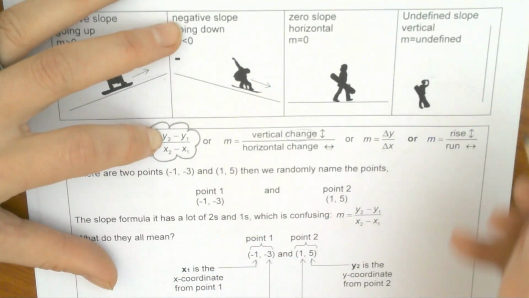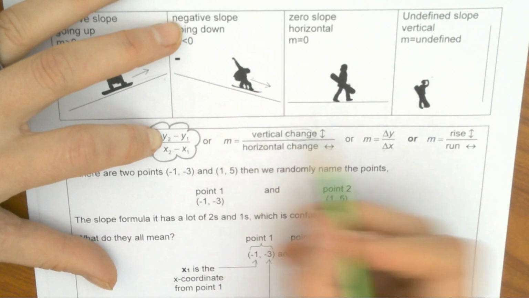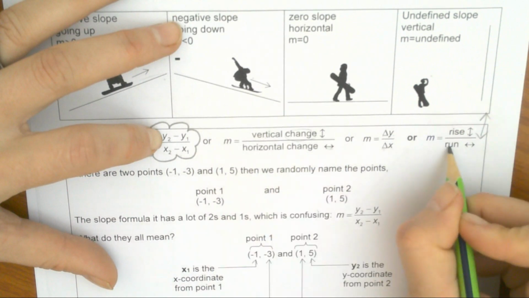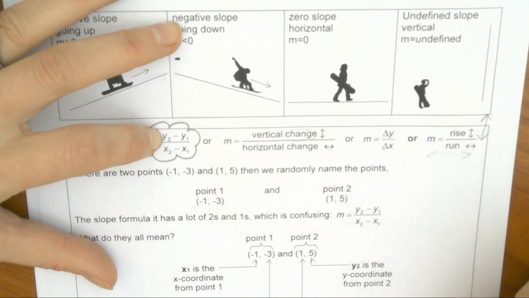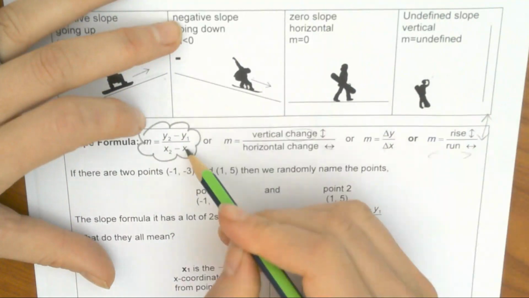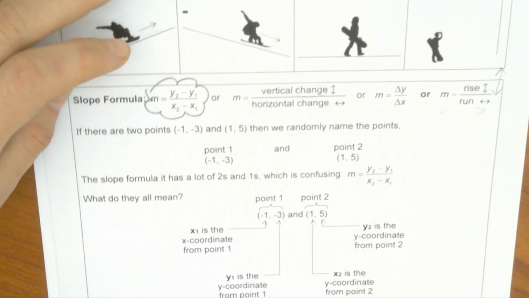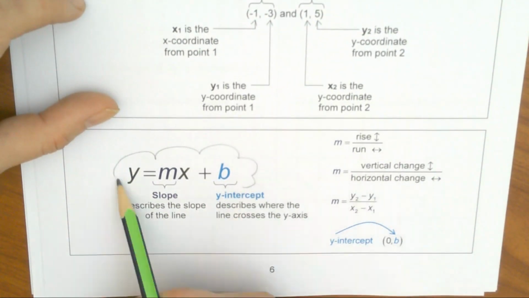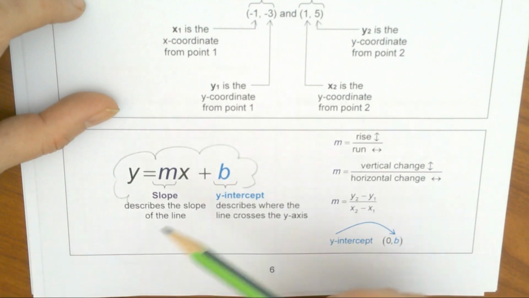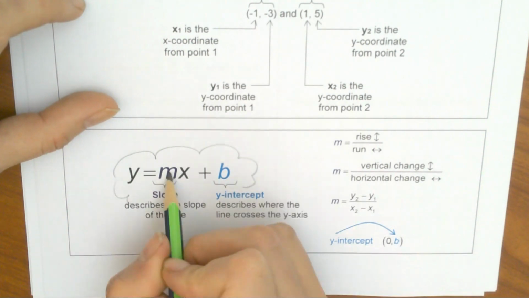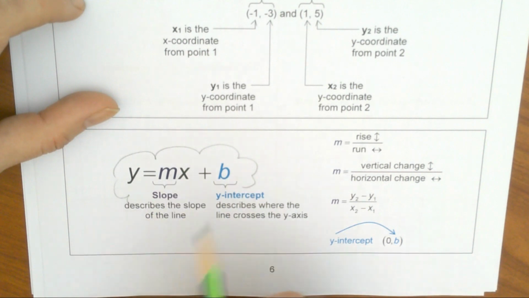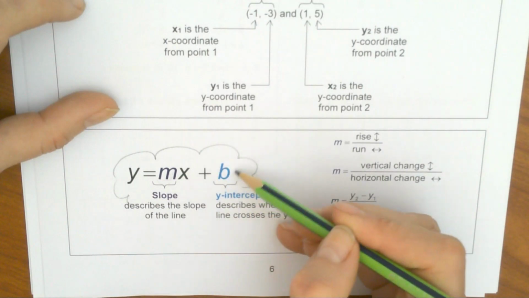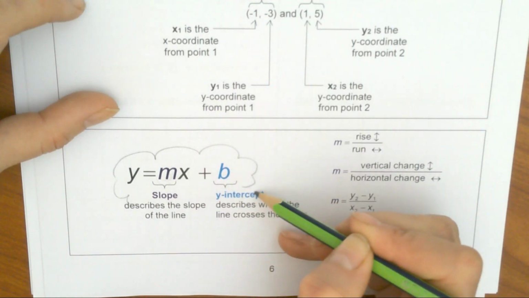Sometimes instead of saying vertical, people use the word rise, which means up and down. And instead of horizontal, people use the word run, to run left and right. But this is the one we're going to use. You also need to know this formula, so make sure that goes into your head, and I'll explain later what it means. M, remember we're lazy, we don't want to have to write the word slope. M just represents slope, and the number that doesn't have an x next to it is the y-intercept. And we'll explain that a little bit more.